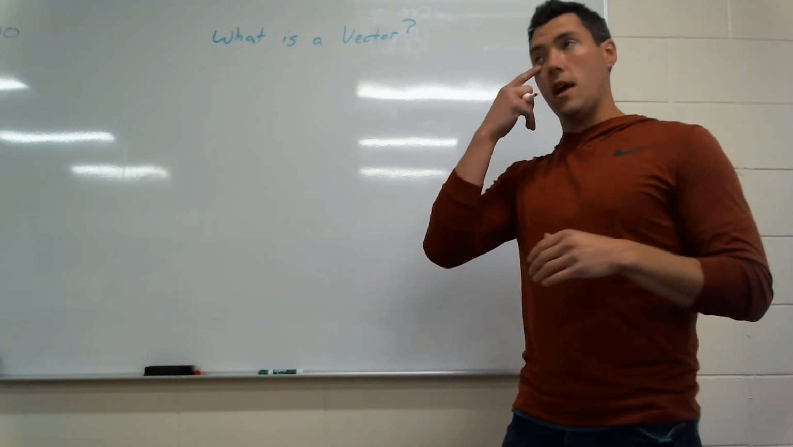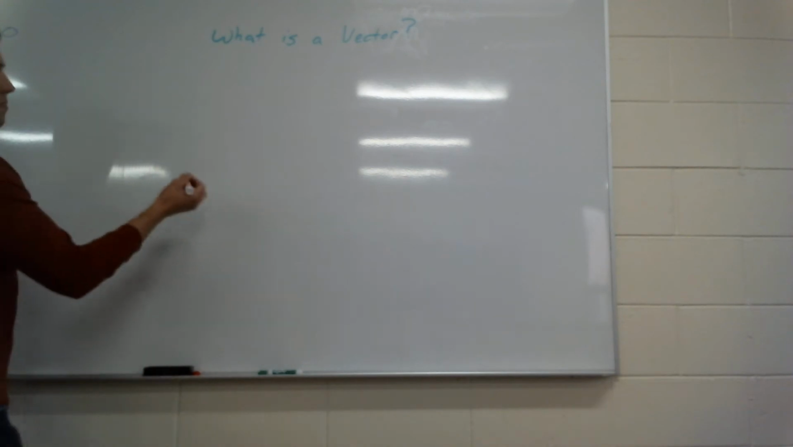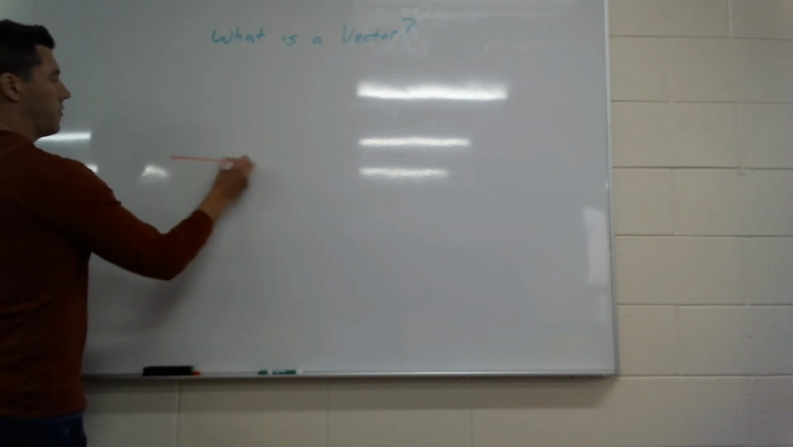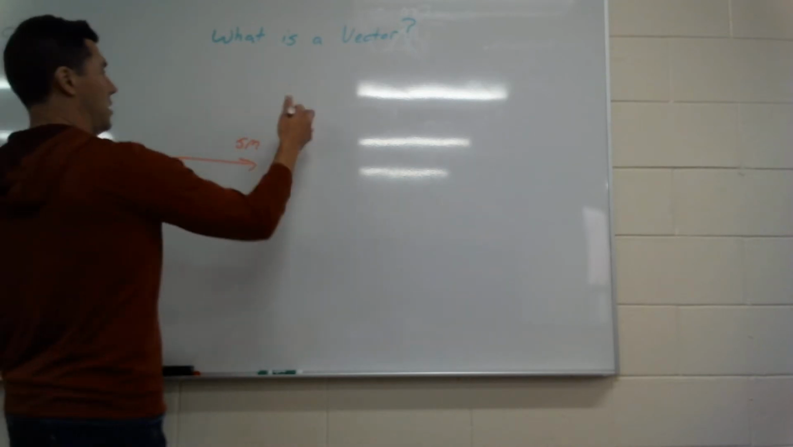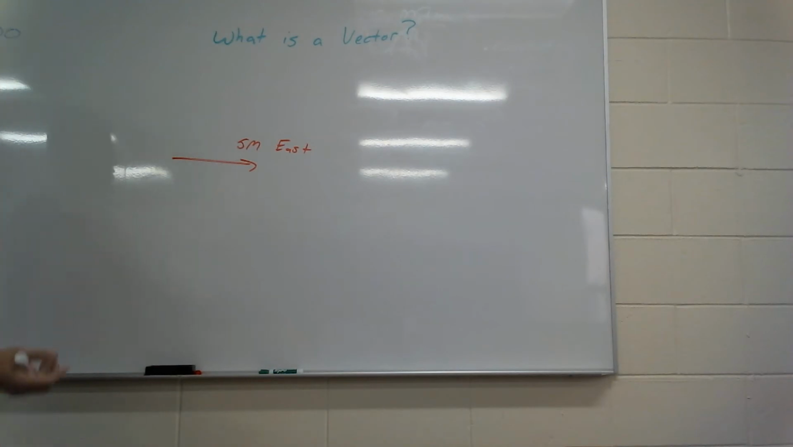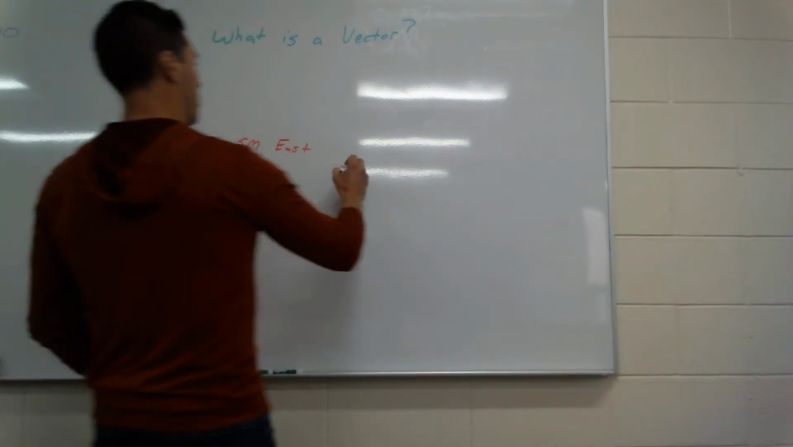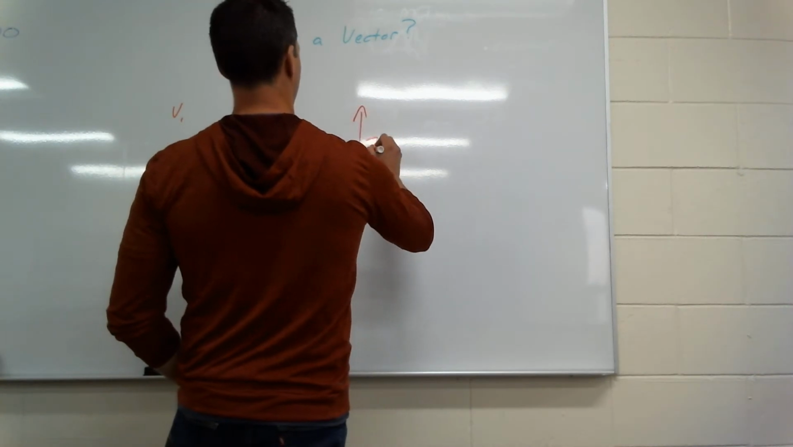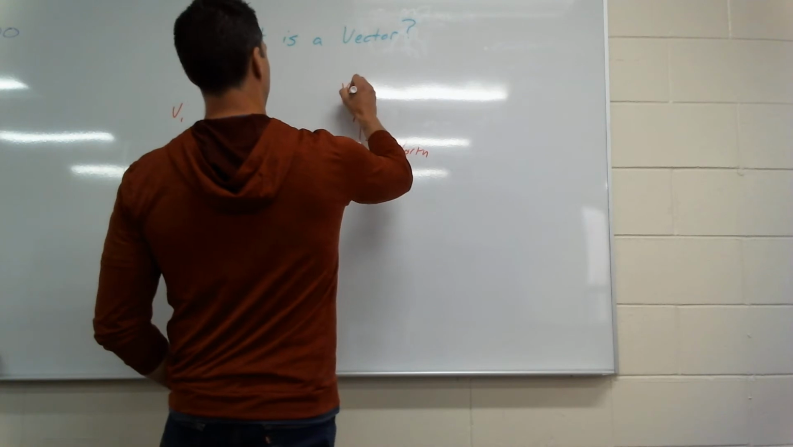So let's have an example. This is going to be a vector. Basically, I walked 5 meters, and directionally this would be east. 5 meters east. Okay? So there is vector number 1 that we can have as an example. You can have vector number 2. We could say you went 7 meters north. There's vector number 2.